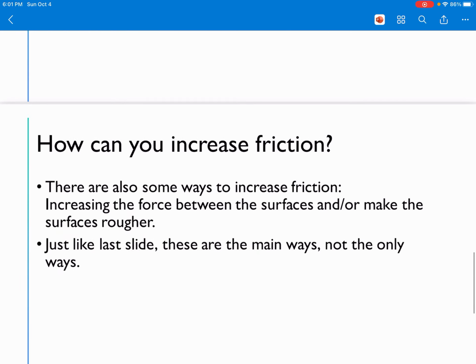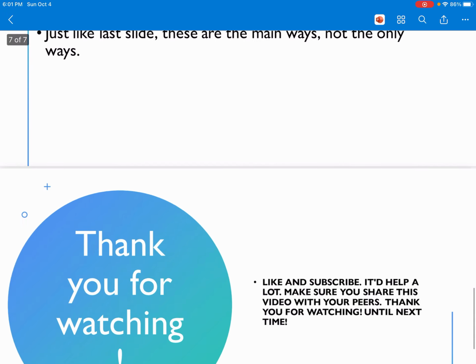How can you increase friction? Increasing the force between the surfaces and or make the surfaces rougher. If you increase the force, the hills and valleys lock together even more, which causes even more stickiness, which causes even more friction. And if you make the surfaces rougher, then there are more hills and valleys, which lock and rub against each other and make more friction. Just like the last slide, these are the main ways, not the only ways.